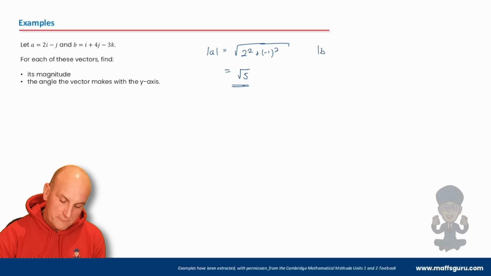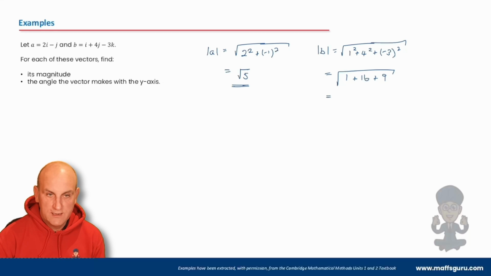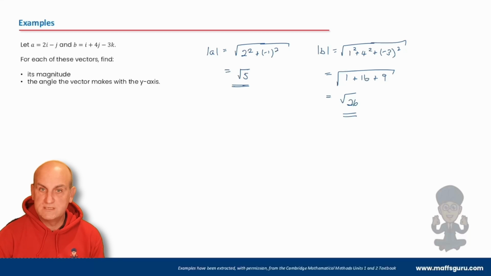And the magnitude of B, therefore, is going to be equal to the square root of 1 squared plus 4 squared plus minus 3 squared, which is going to be 1 plus 16 plus 9, which gives me the square root. What does that give me? 16, 17, 26. Root 26.